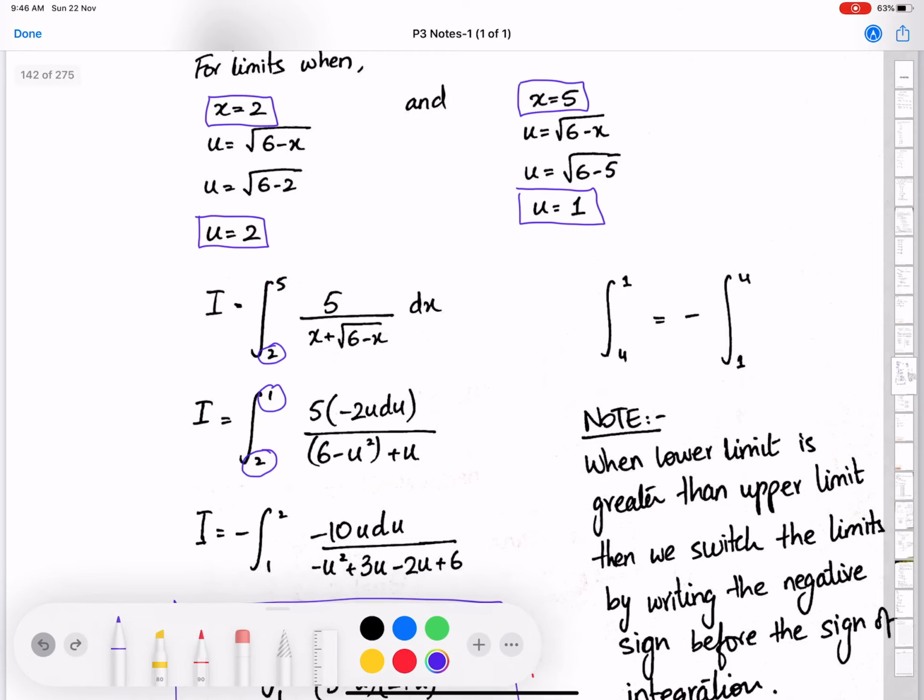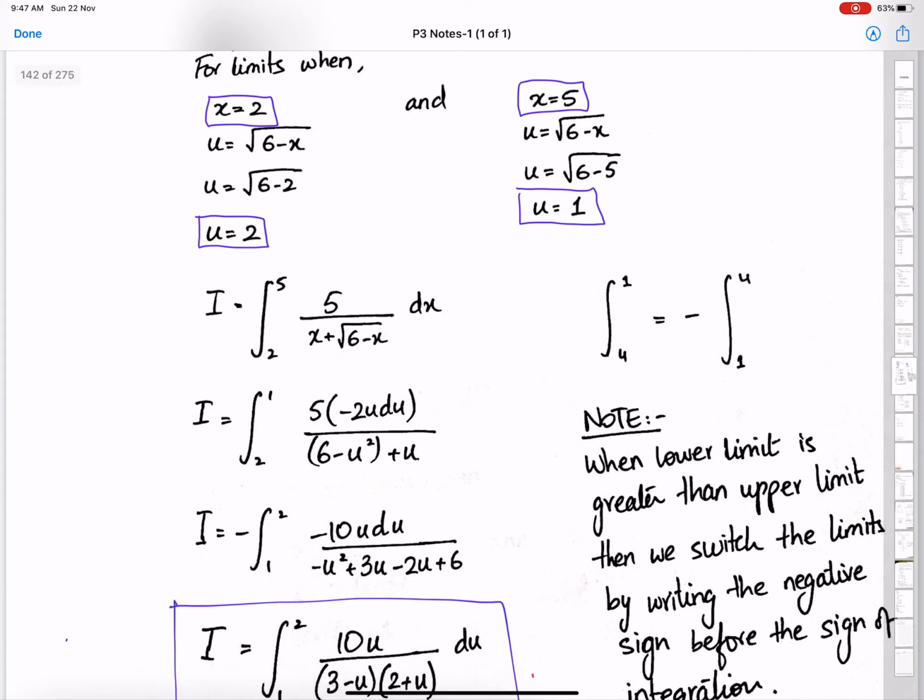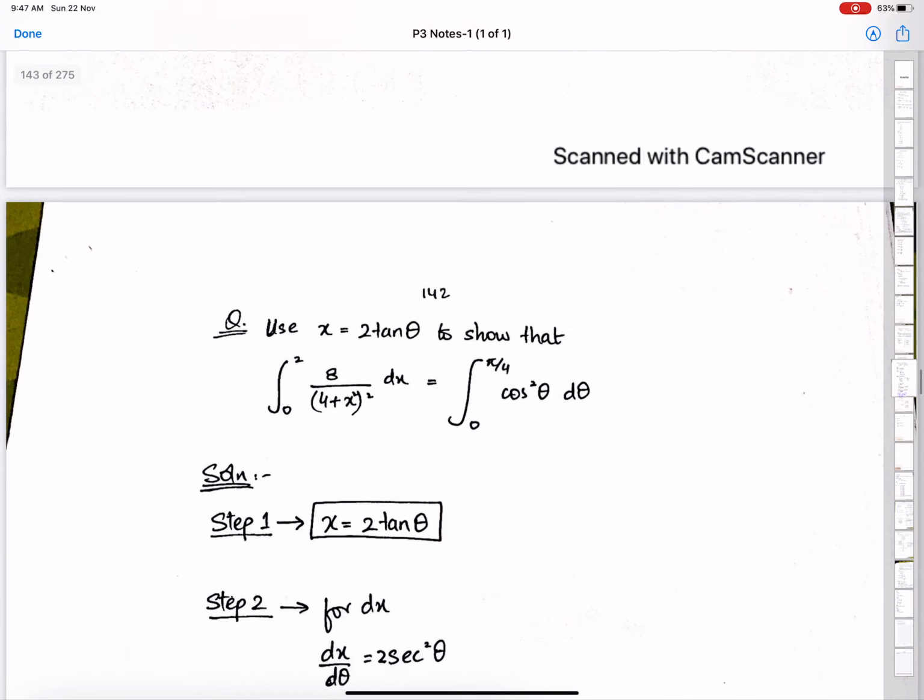And you need to observe the limits. And I have already told you, when the lower limit is greater than the upper limit, then we always switch the limits by writing a negative sign before the sign of integral. Anyway, this question is over. Now another question.